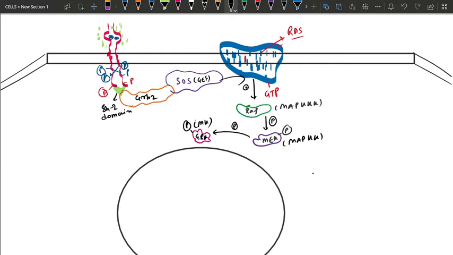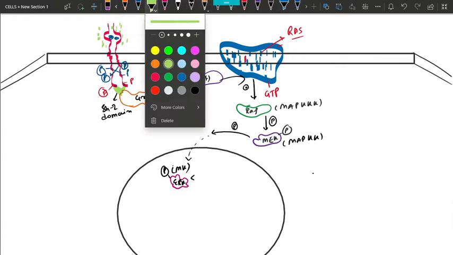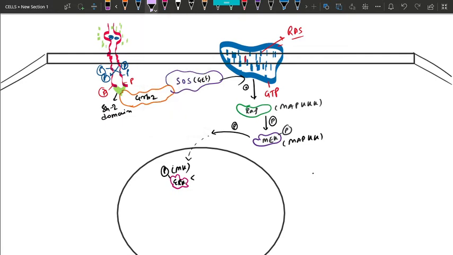Now this ERK actually goes into the nucleus. It is coming and going towards the nucleus. Now in the nucleus, suppose this is the DNA.